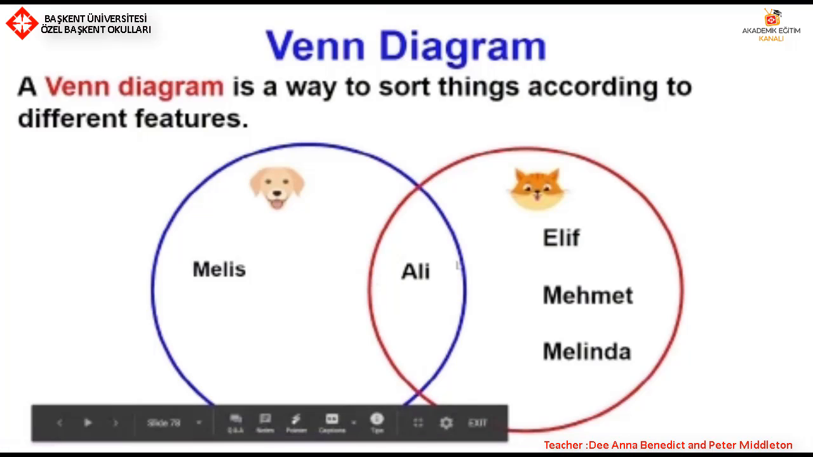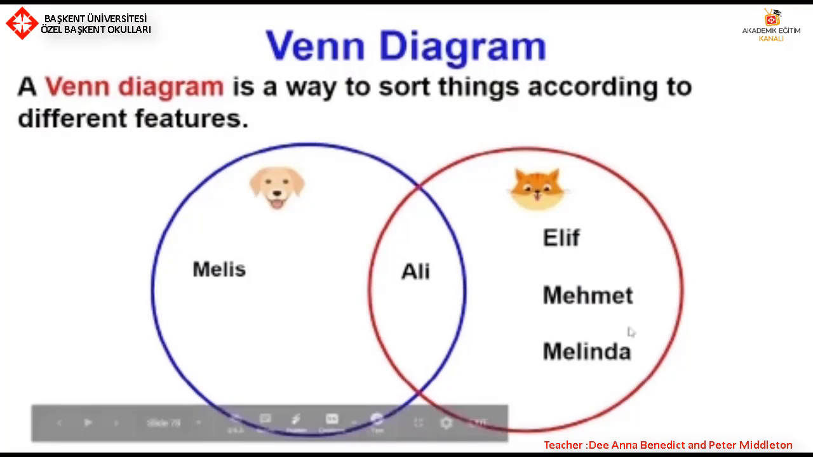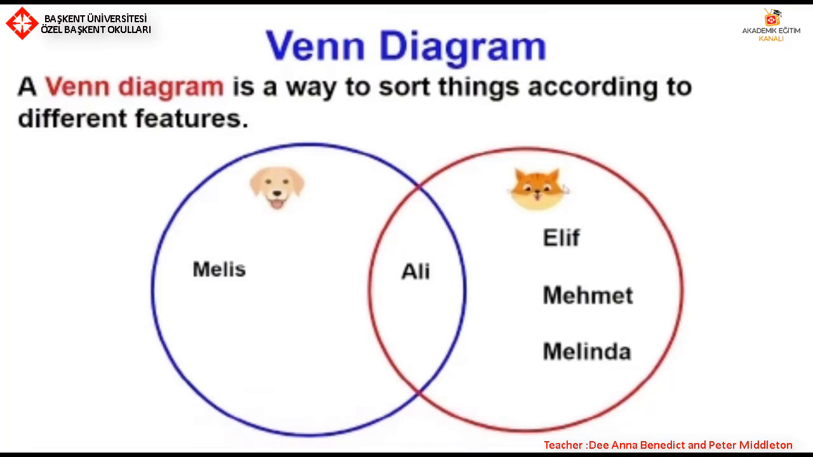Oh, look, Ali has a cat too. So the Venn diagram can show us who has these things or who has these things and who has both. In this part, we can see that Ali has a dog and a cat. And when we look here, we see that Melis has only a dog.